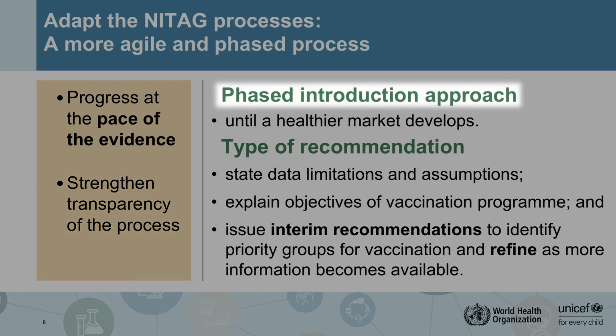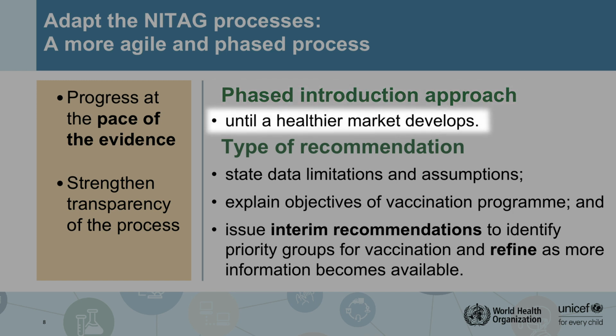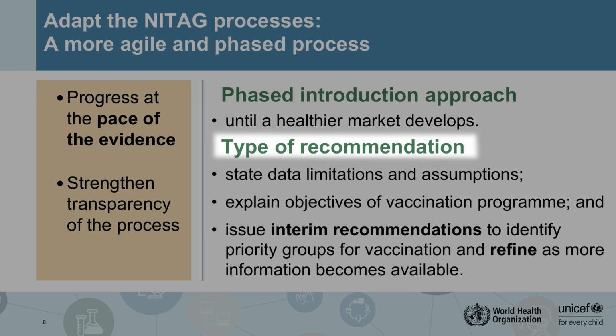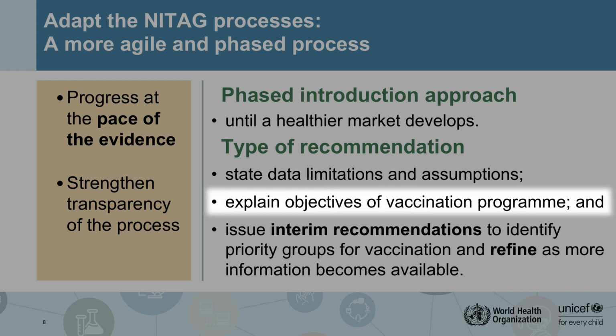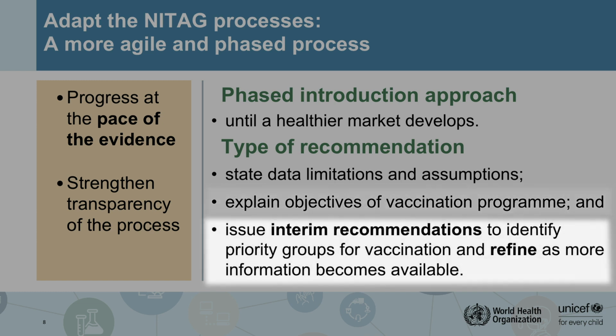The approach used will need to be phased since we envision phased introduction of the COVID-19 vaccine until a healthier marketplace develops. This will have consequences on the types of recommendations that can be made. Therefore, NITAG should make explicit the data limitations and where assumptions have been made. Explicitly state the objectives of the vaccine program. Issue interim recommendations to identify priority groups for vaccination, and refine the interim recommendations as new evidence emerges.